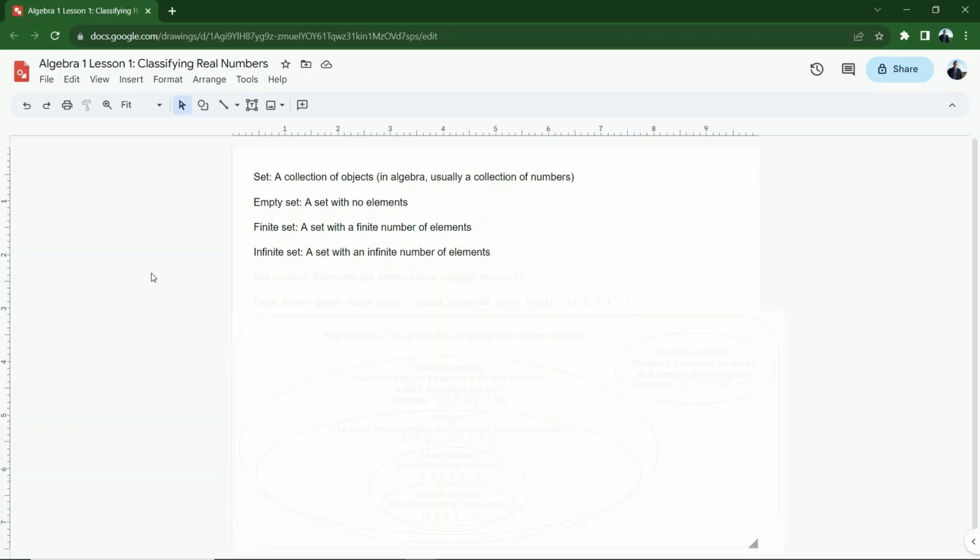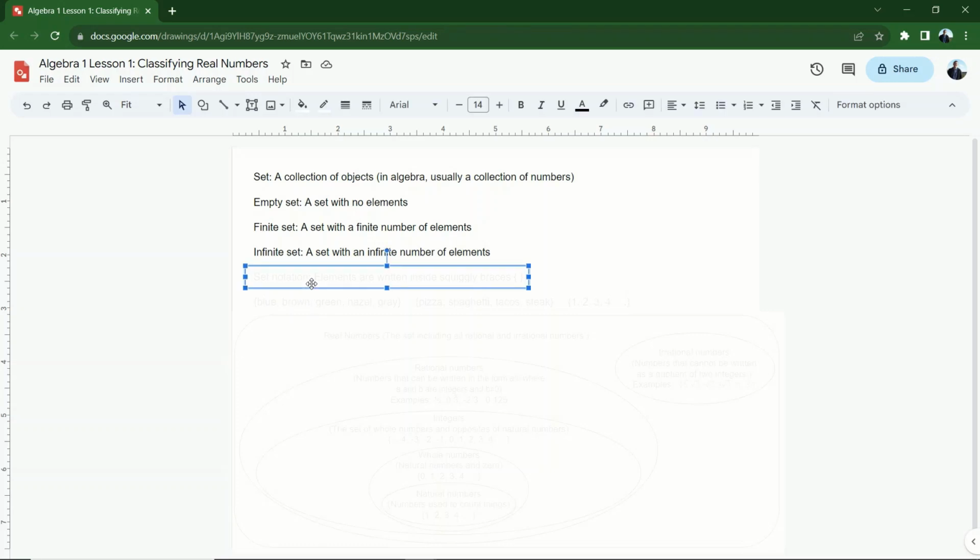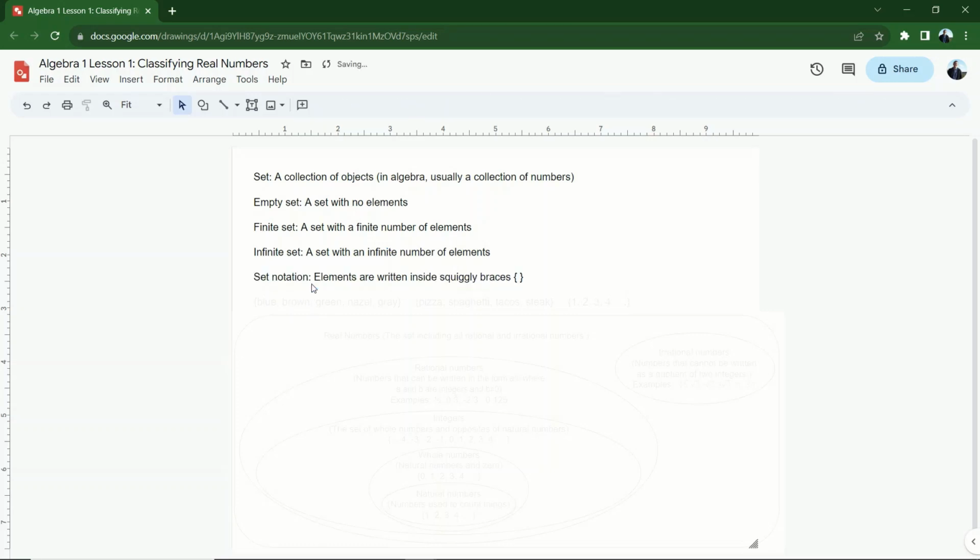So the set of counting numbers we're going to talk about is an infinite set. In fact, all of the sets that we're going to talk about, these mathematical sets we use to classify numbers, are infinite sets because we have an infinite number of numbers to put into the sets. Then lastly, we're just going to talk about set notation.